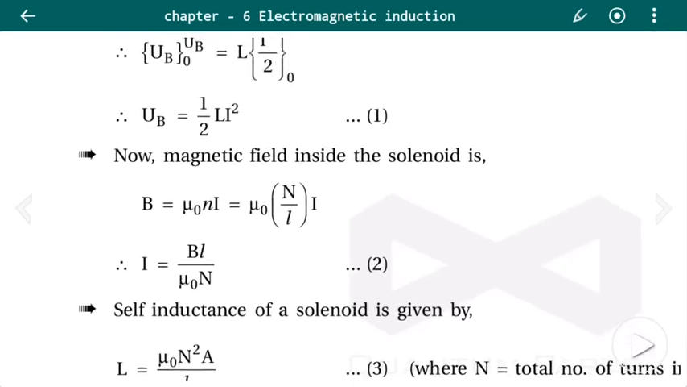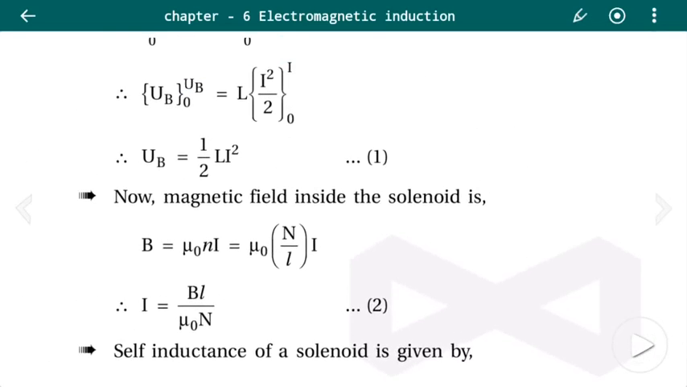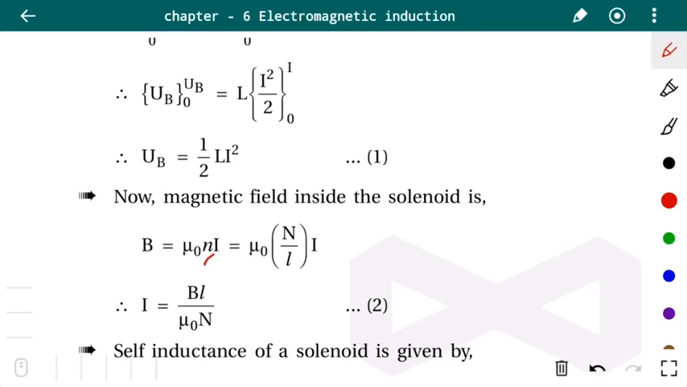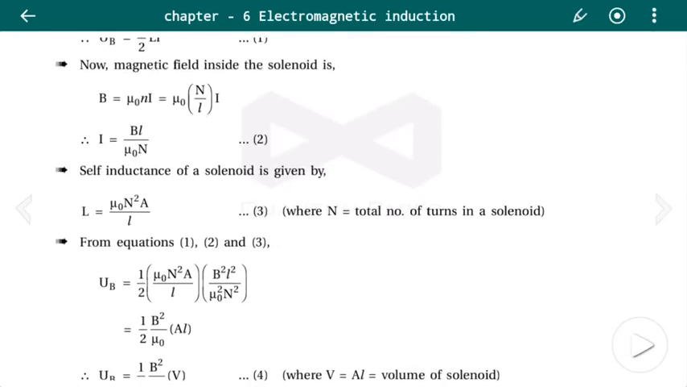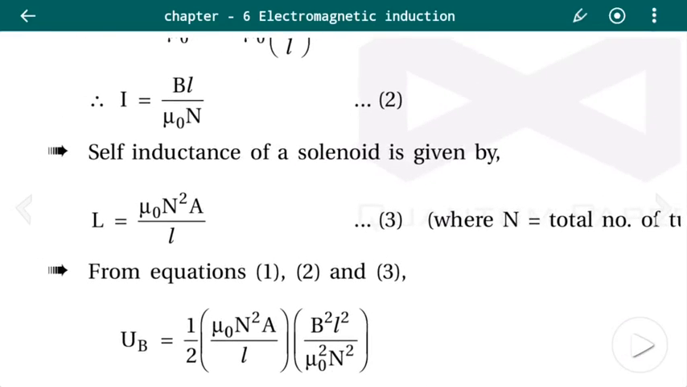So the magnetic field inside the solenoid is B equals mu 0 N i, where N is nothing but number of turns per unit length. So B equals mu 0 N upon L into I. So taking I as subject in this equation we get I equals BL upon mu 0 N. Also, the self-inductance of a solenoid is given by L equals mu 0 N square upon L into A.